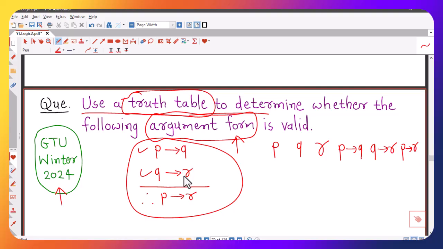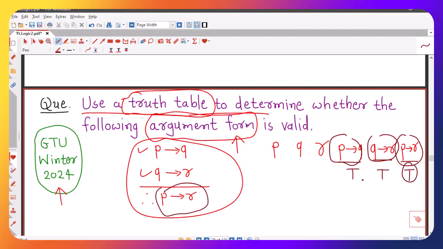P implies R also. After preparing the truth table, we will search for those rows in which P implies Q and Q implies R both have truth value true, and then we will check the corresponding truth value of the conclusion, which is P implies R. If it happens that whenever P implies Q and Q implies R are true, P implies R is also true in all those rows, then we can say that the argument form is valid.